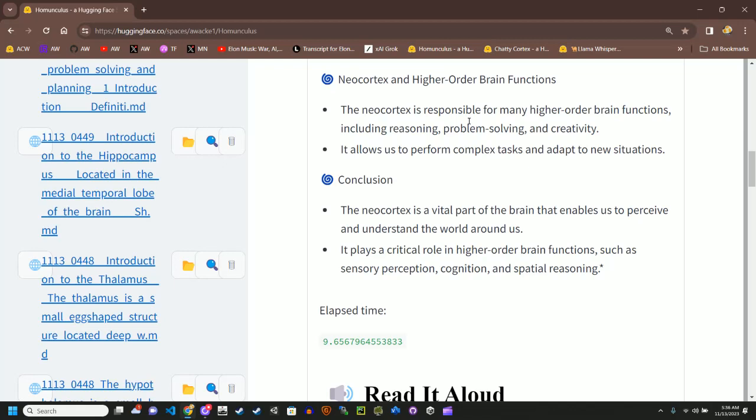Conclusion. The neocortex is a vital part of the brain that enables us to perceive and understand the world around us. It plays a critical role in higher-order brain functions, such as sensory perception, cognition, and spatial reasoning.